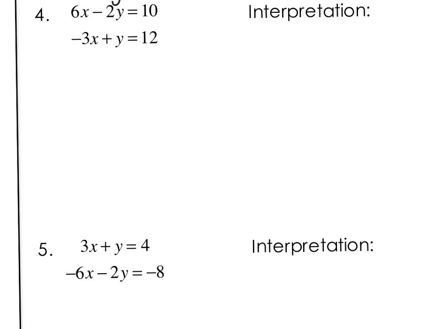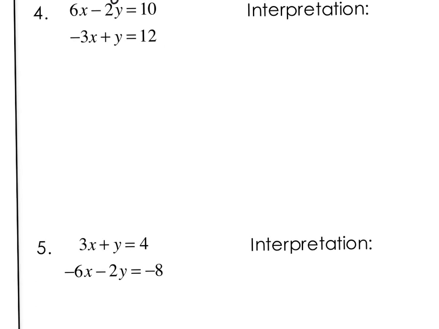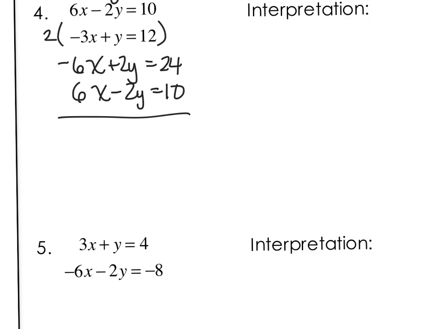All right, next problem. I'm going to solve this one by elimination again because I can multiply the second equation by a positive 2. So when I do that, I get negative 6x plus 2y equals 24. And I'm going to write the first equation underneath it just so we can see what we're looking at. Okay, so what I see here is I have negative 6x and positive 6x. Those eliminate. Positive 2y and negative 2y, those eliminate. So I get 0 equals 34.